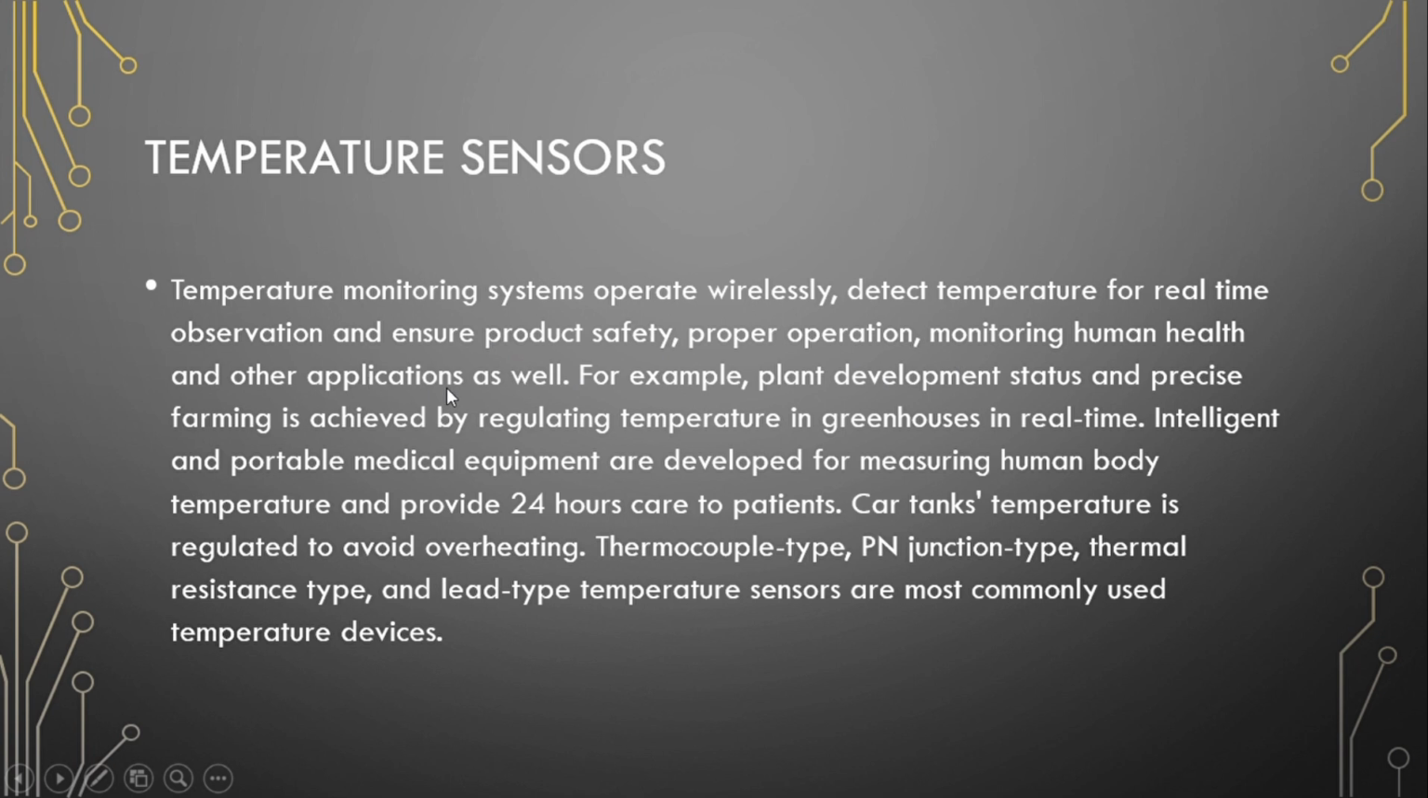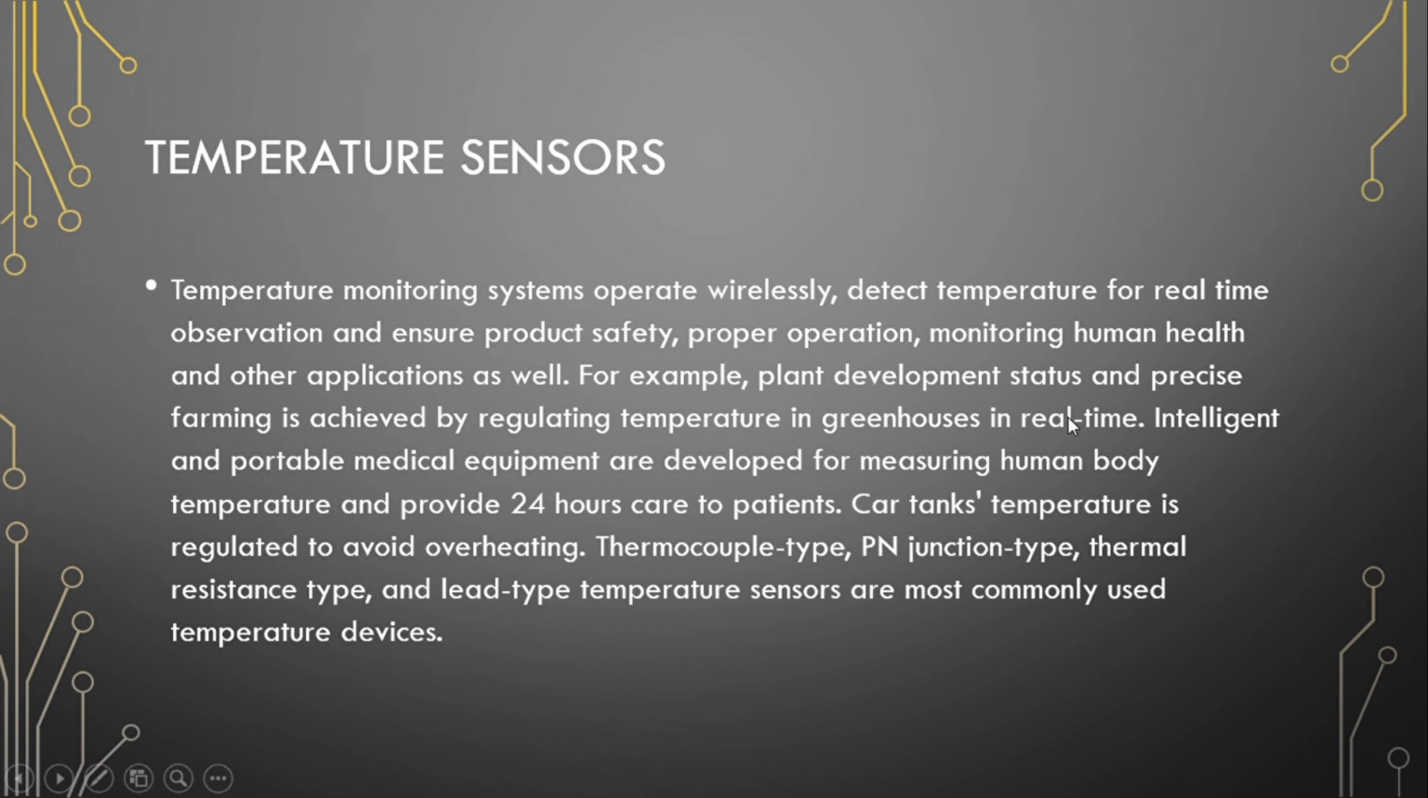For example, there is a very simple example given here: in the greenhouse effect, to make better development of plants, temperature sensors are incorporated into greenhouses. These temperature sensors help with real-time monitoring and precise farming, real-time monitoring of plant development, and help us determine whether the temperature inside the greenhouse is sufficient for plant development, or has risen above the safe level, or is not the required temperature for the proper development of a specific plant. So temperature sensors are used in greenhouses as well.